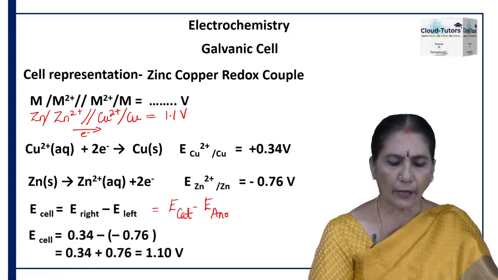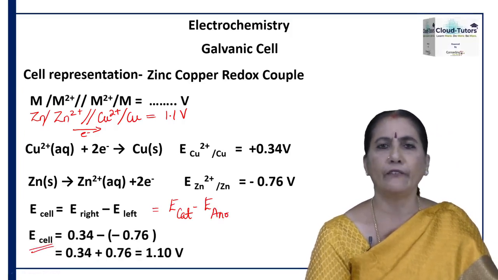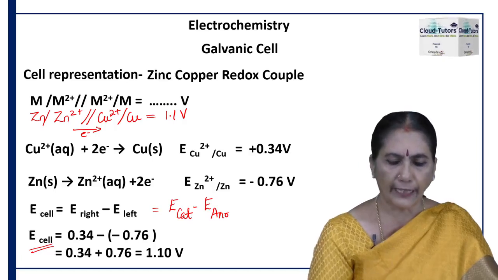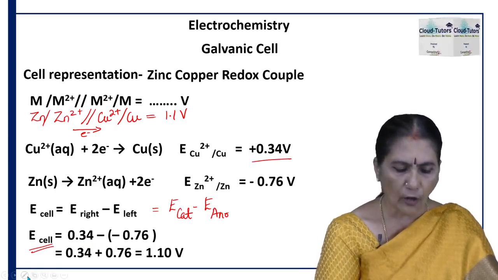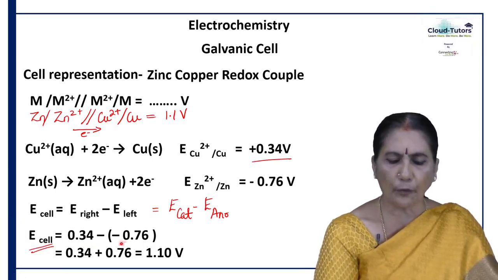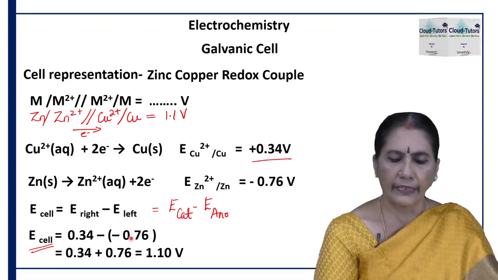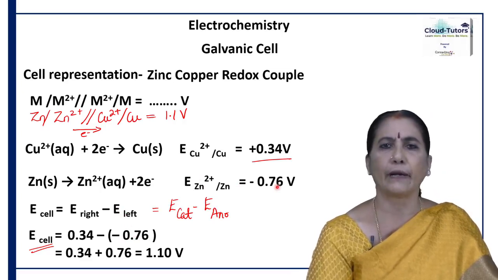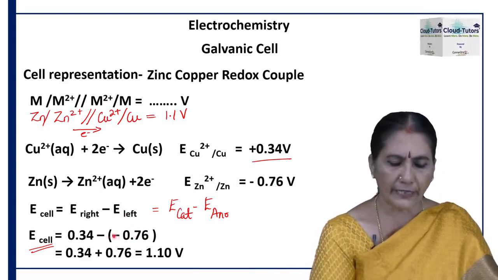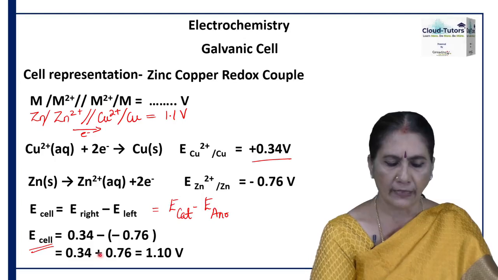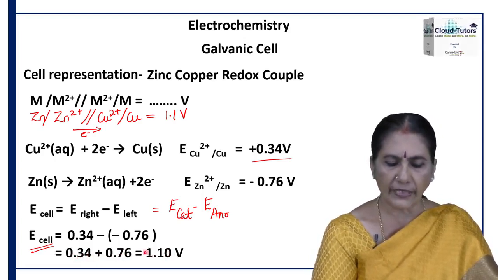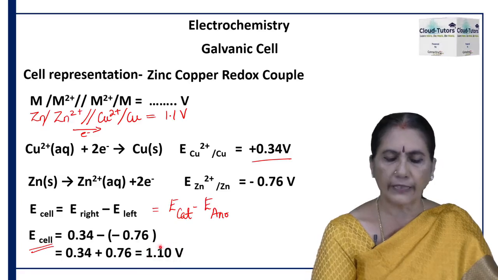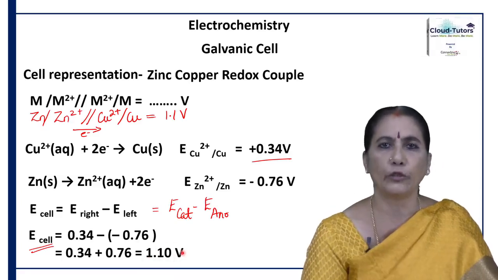So when I take up E of this particular couple, which is a zinc-copper couple, E right is found to be equal to 0.34 volt minus of minus 0.76 volt, because the electrode potential of zinc is minus 0.76 volt. Now minus into minus becomes plus. If we add these two and sum it up, I arrive at 4 plus 6 is 10, 1 carry, 3 plus 7, 10, 1 carry. So the value put together is 1.10 volt.